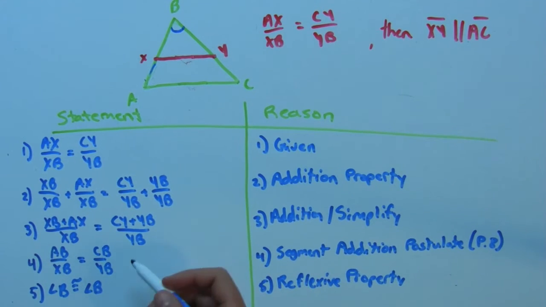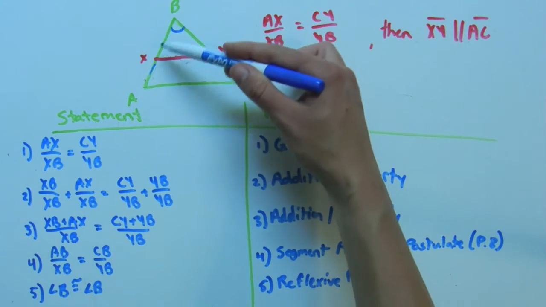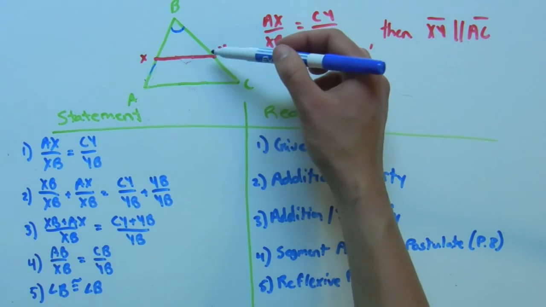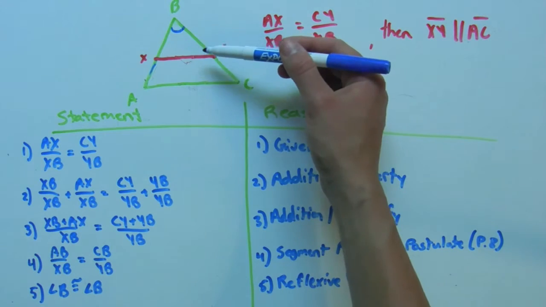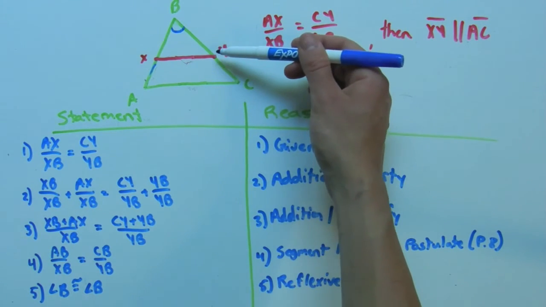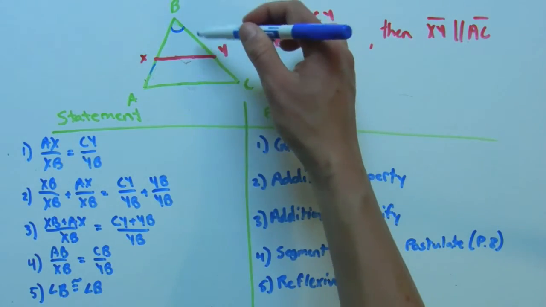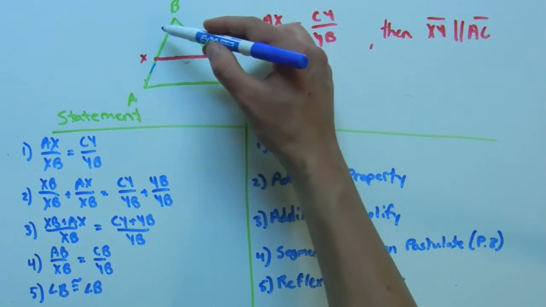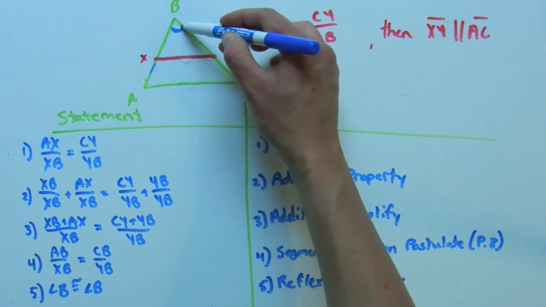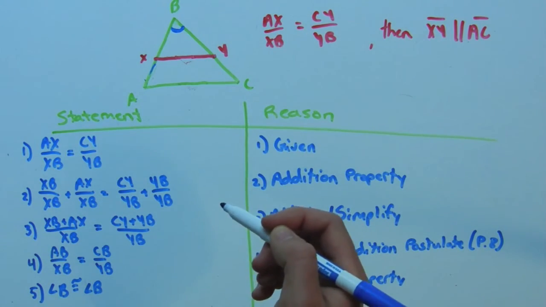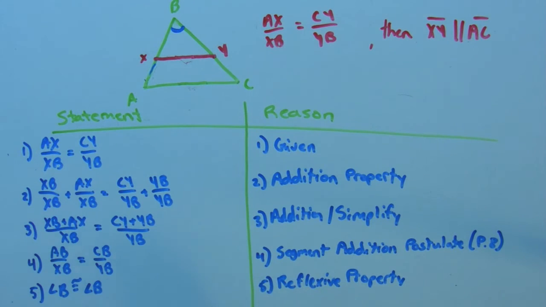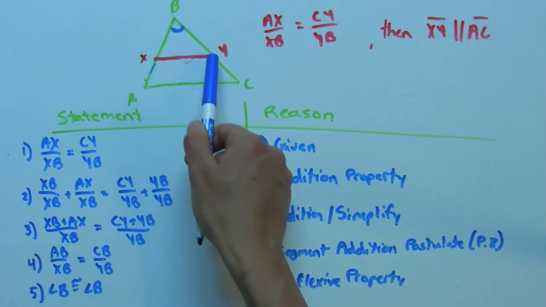So now look what we have based on step 4 and step 5. We have that AB over XB and CB over YB are equivalent, so they're proportional. And if you look, each of those segments is a side of a separate triangle, and angle B is in each of those triangles. So we can use side angle side to say that triangle ABC is similar to triangle XBY.